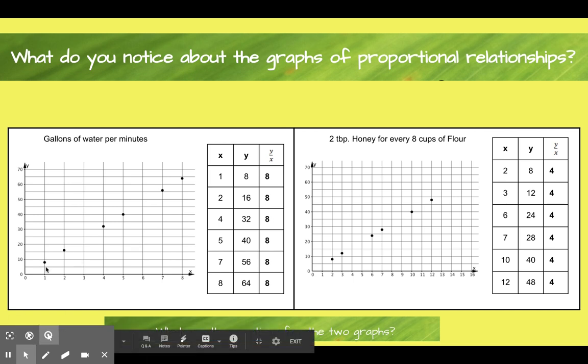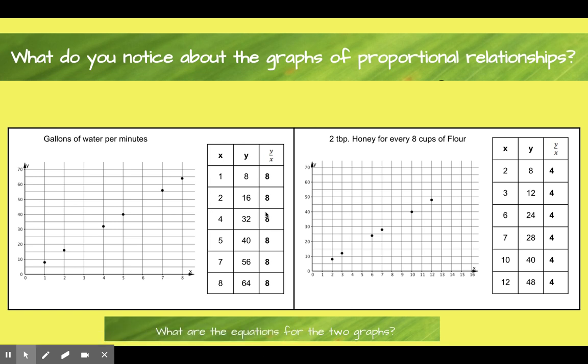So remember, if I were to take the points from the graph and put them in a table, if I needed to check whether or not they're proportional, I can do what we've learned how to do last week by finding the quotient of y divided by x to find the constant proportionality.